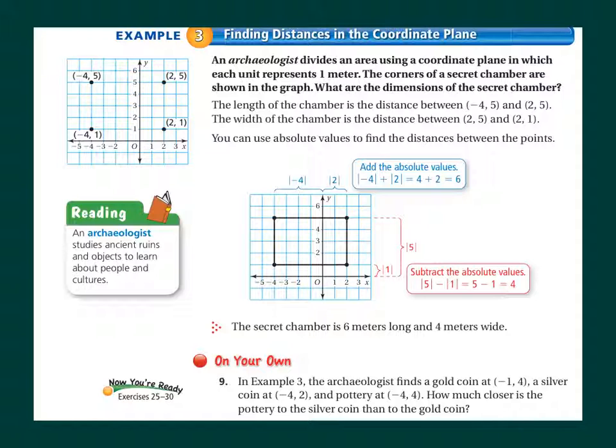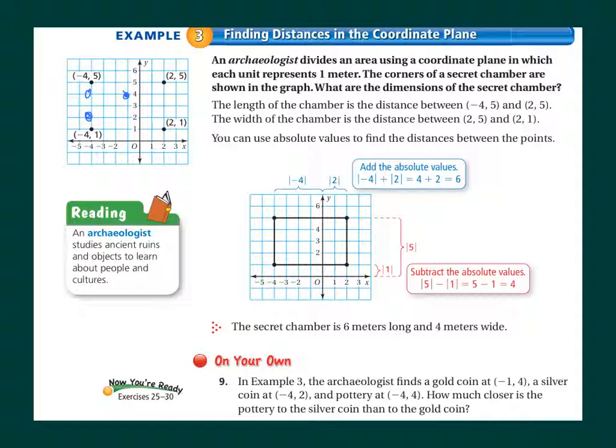Now it says in example 3, an archaeologist finds a gold coin at -1, 4. So if I were to go up here and plot this, I go left 1 and up 4, it's right there. And it says a silver coin at -4, 2. So -4, 2 is right here. And a pottery at -4, 4. So -4, up 4 right there.